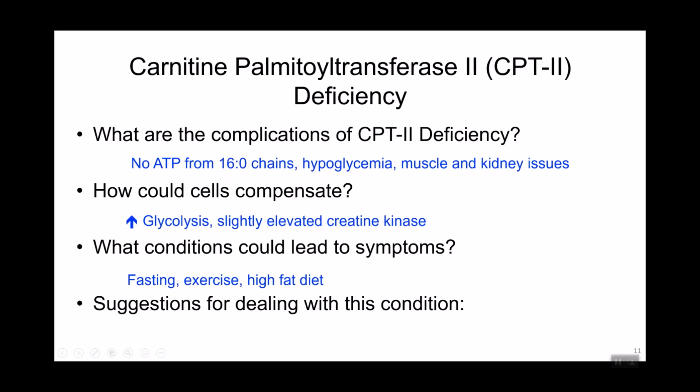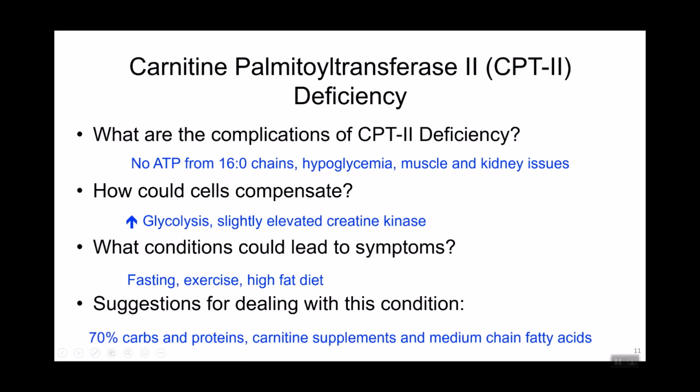Since we know that they are primarily relying on carbohydrates for energy, a diet consisting of 70% carbs and proteins can allow for efficient energy production. And in this case, carnitine supplements can help since they will be tied up with any 16 carbon chains that are present. So instead, medium chain fatty acids can be given and broken down for energy, but only if free carnitine is available for the carnitine shuttle.